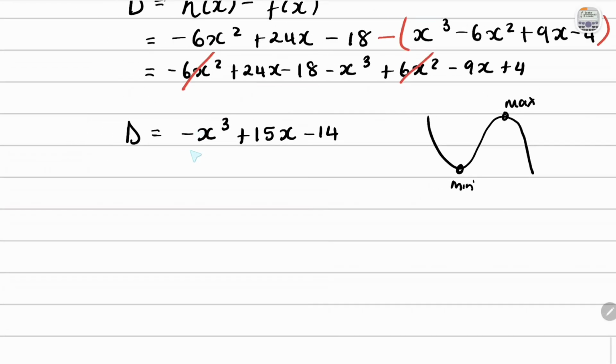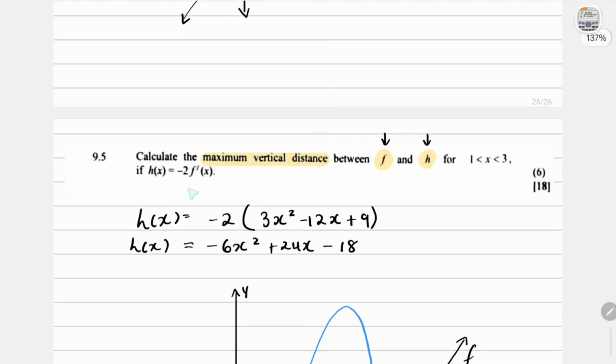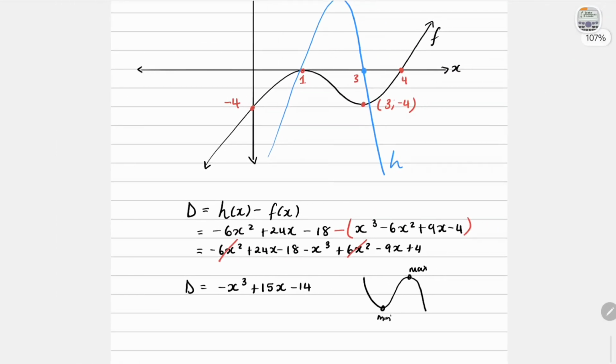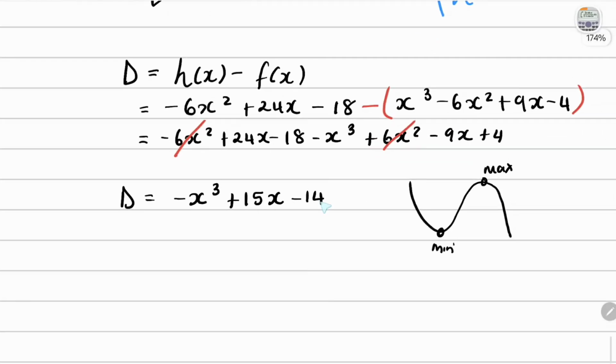Okay, so now we found the distance. We need to find the maximum distance. That's what they said to find. So what this really means is when you take the graph of h and you subtract the graph of f, it gives you a polynomial that looks like this. Now this polynomial happens to be a cubic function, so it can be graphed like this. And we're going to use this cubic function to find the maximum distance.